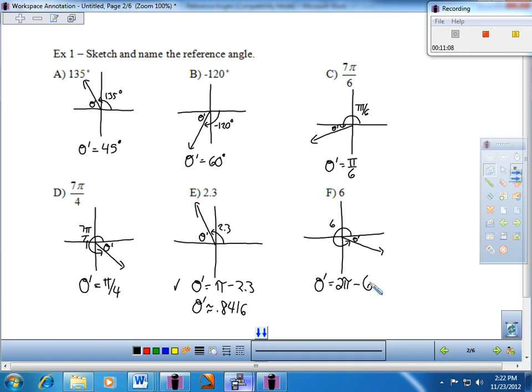And again, what you're going to see is basically all the trig ratios of theta prime are equivalent to the trig ratios of theta. We're just going to be careful of positive versus negative. Okay, good. Well, let's move forward here.